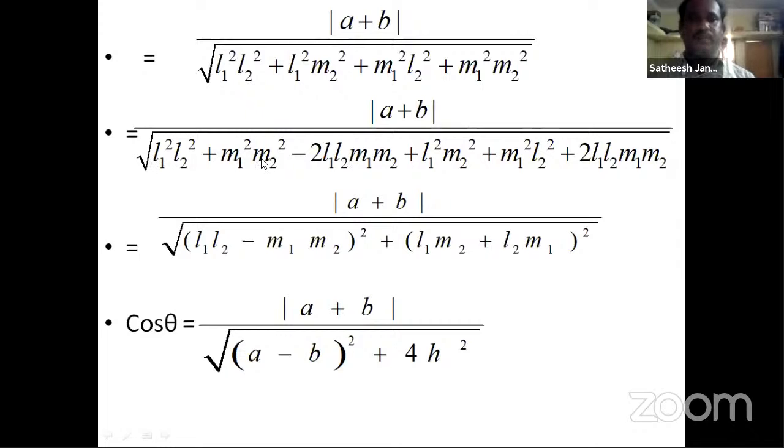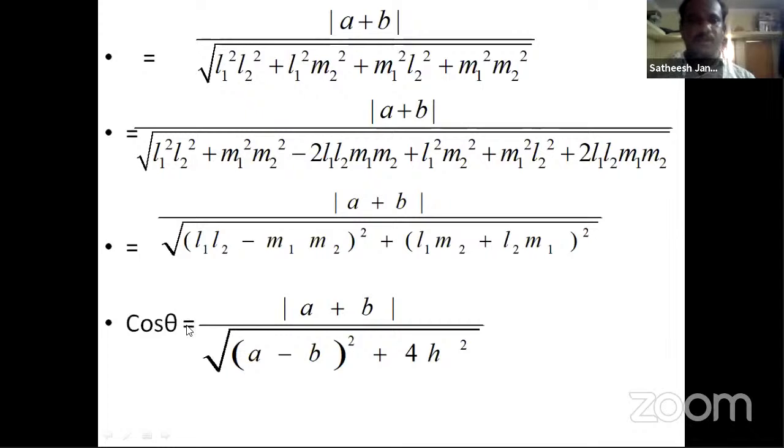This is a square plus b square minus 2a. Apply the formula a minus b whole square, that means (L1 L2 minus M1 M2) whole square, plus the remaining three terms, which are a square plus b square plus 2a. That is a plus b whole square. Apply the formula, where a means L1 M2, b means L2 M1, whole square.